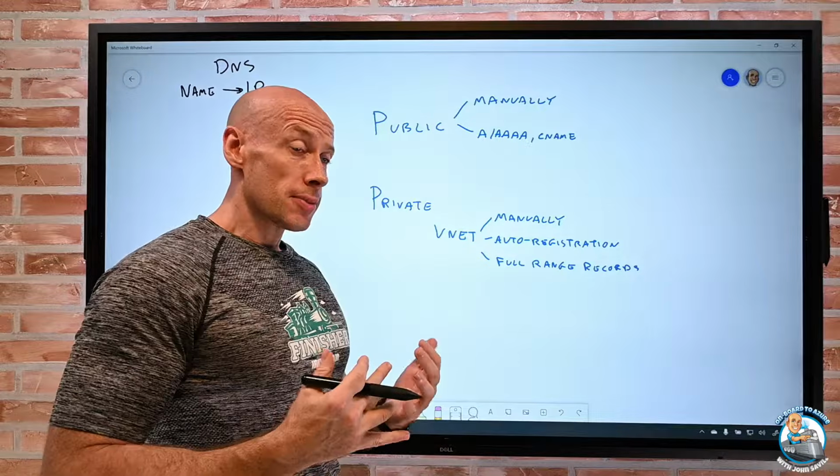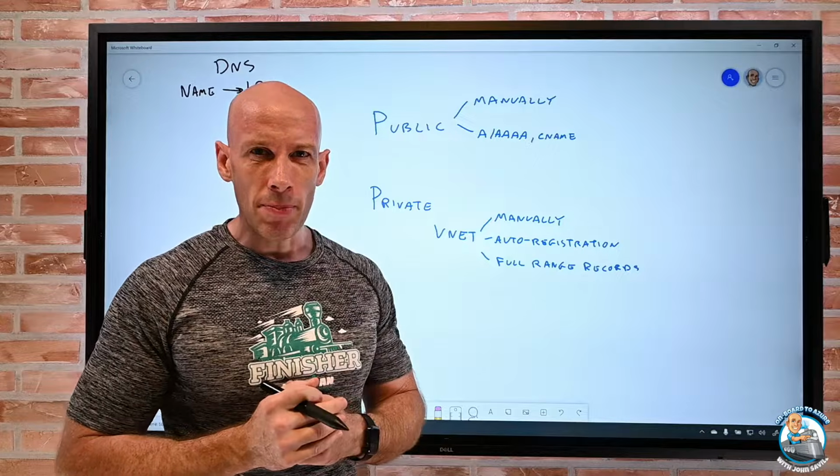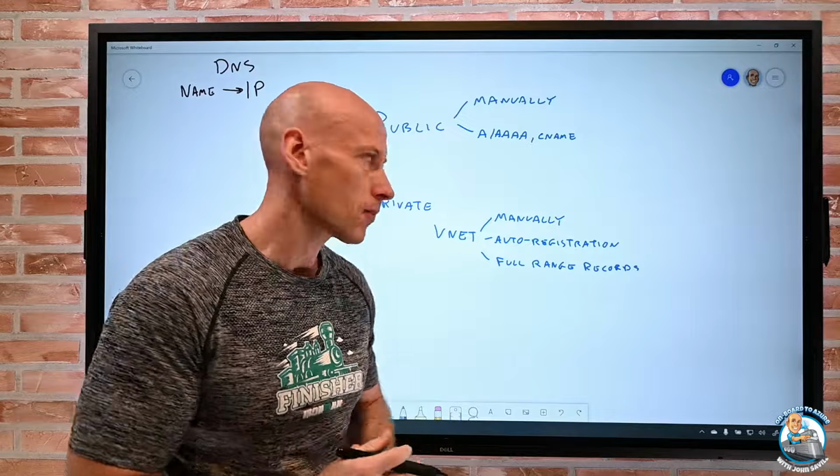So we have two types. I'm going to focus on the private first, and then at the end I'll quickly talk about the public. Public's really not that exciting. We can create zones, and we can put records in it.